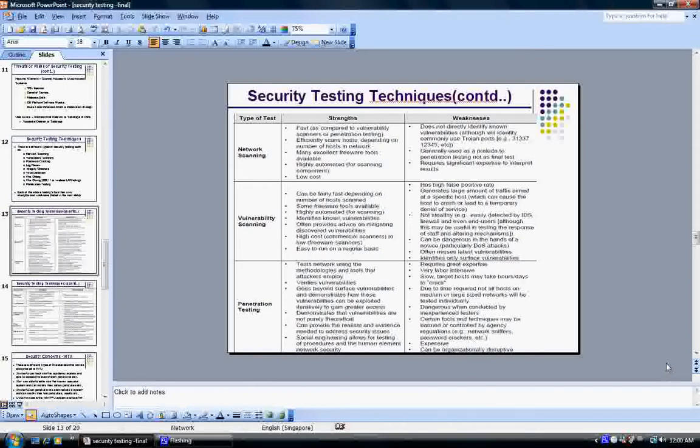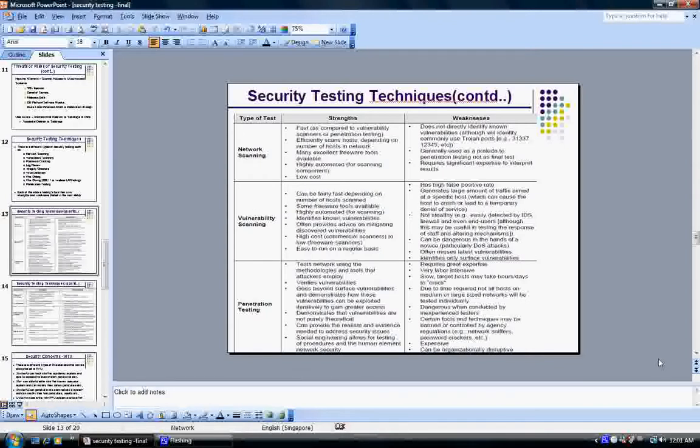Vulnerability scanning could be easy to run on a regular basis. Its cost is low to high, and it's highly automated as well. There are some freeware tools available. However, there are some weaknesses, such as a high false positive rate.